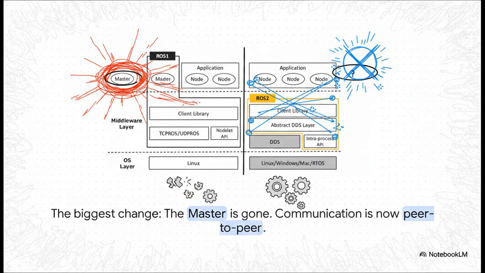You can see it right here. On the left, you've got that old ROS 1 architecture with the master right in the middle directing traffic. But on the right, with ROS 2, it's just gone. Now, all the components discover each other and talk directly. It's a decentralized, peer-to-peer system, which is just way, way more robust.